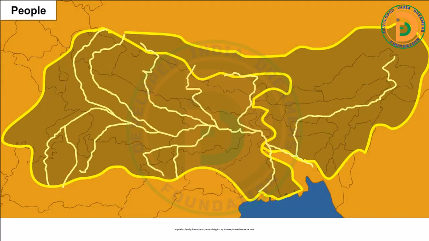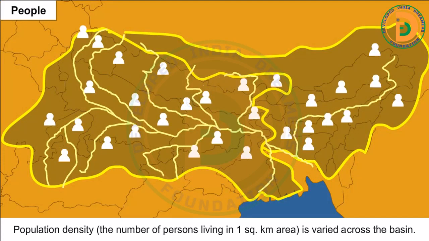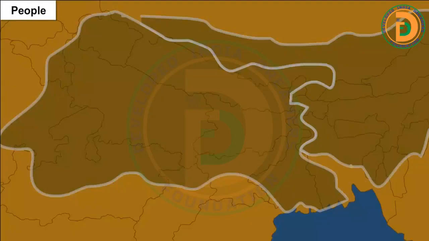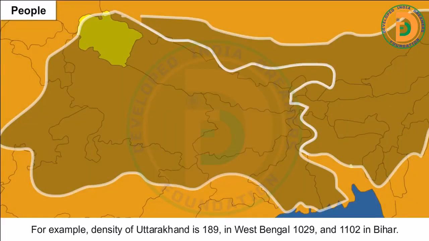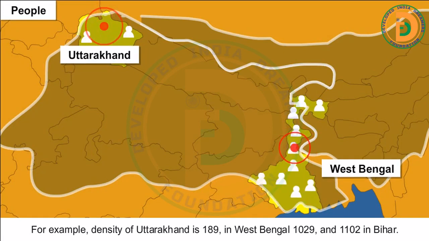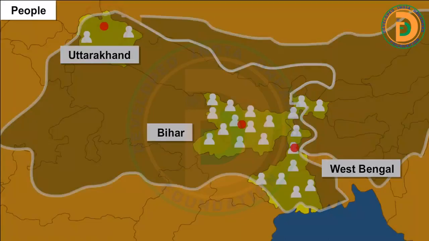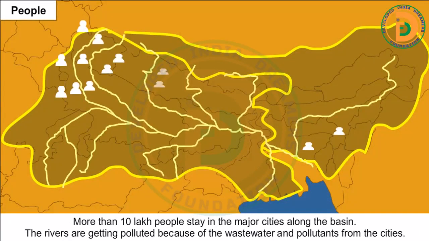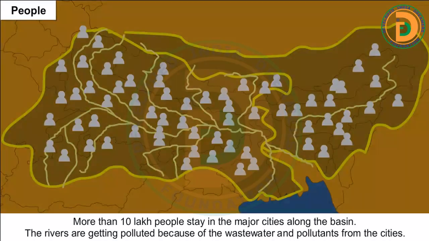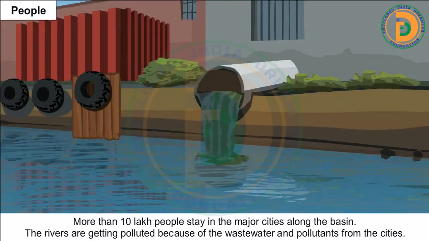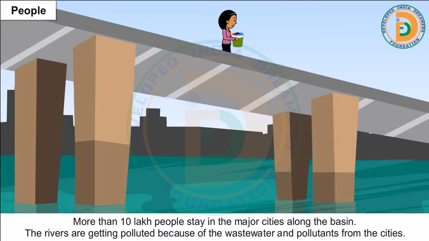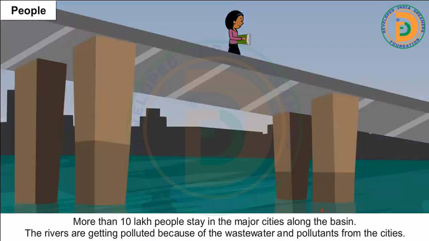People. Population density. The number of persons living in one square kilometer area varies across the basin. For example, the density of Uttarakhand is 189, of West Bengal is 1029 and 1102 in Bihar. More than 10 lakh people stay in the major cities along the basin. The rivers are getting polluted because of the wastewater and pollutants from the cities.